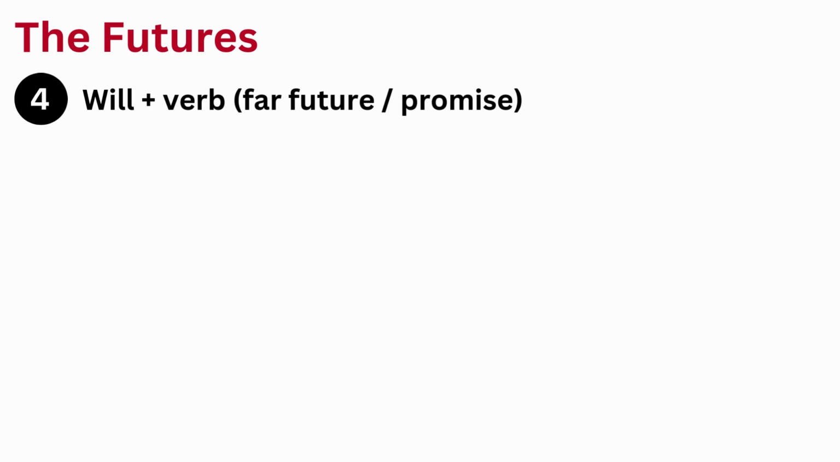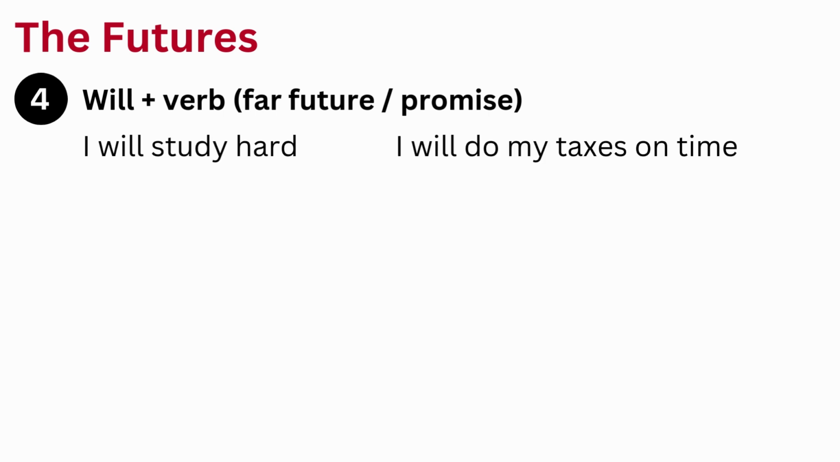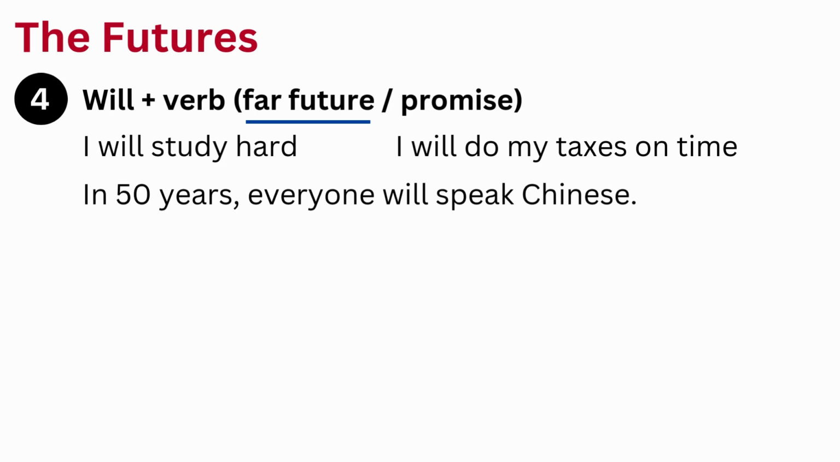So this is a bit different from will, which is one of the easier futures to think about. We use will plus a verb. For example, I will always love you. I will study hard. I will do my taxes on time. We use will plus a verb when we are talking, first of all, about the far future. For example, in 50 years, everyone will speak Chinese.